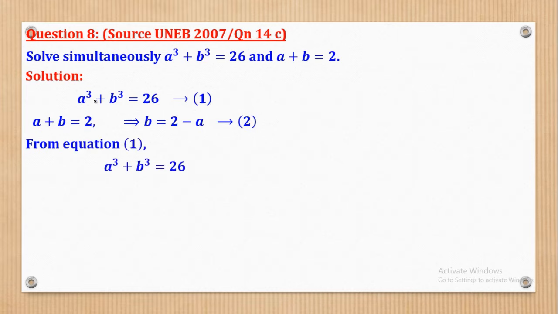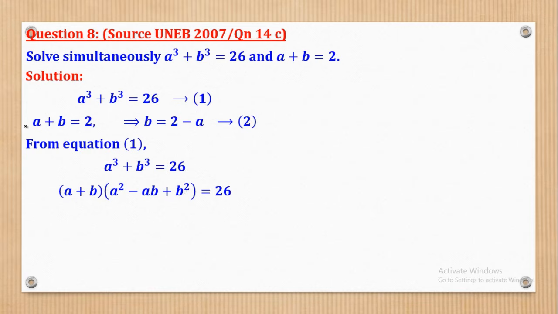Now from equation 1, I know that this one can be factorized to become this, which is (a plus b) as one factor, and another bracket will be a squared minus... So note here that when this is plus, here it will be minus. So that is under algebra still. So a squared minus ab plus b squared. So it will still be equal to 26.